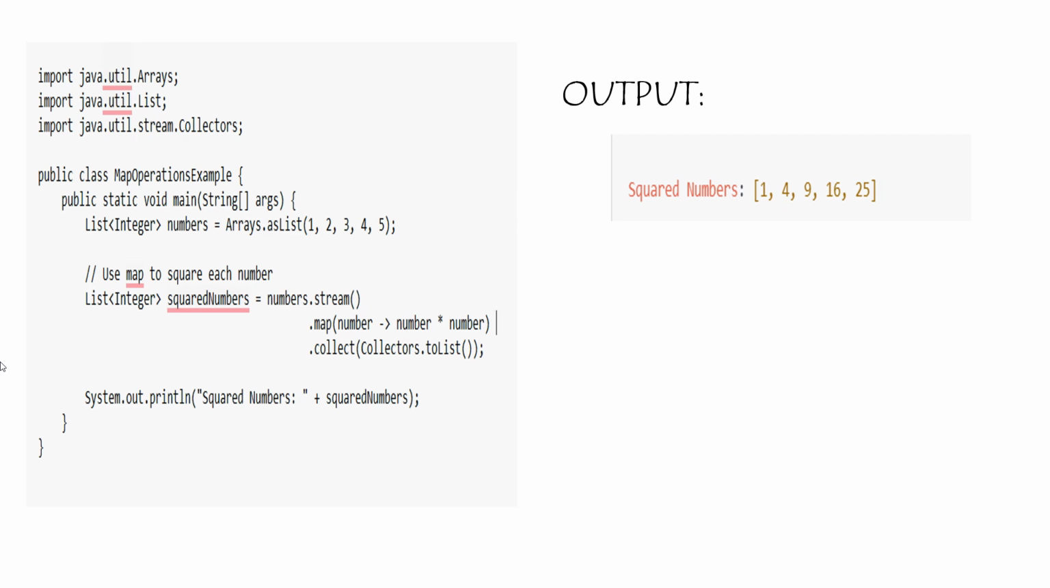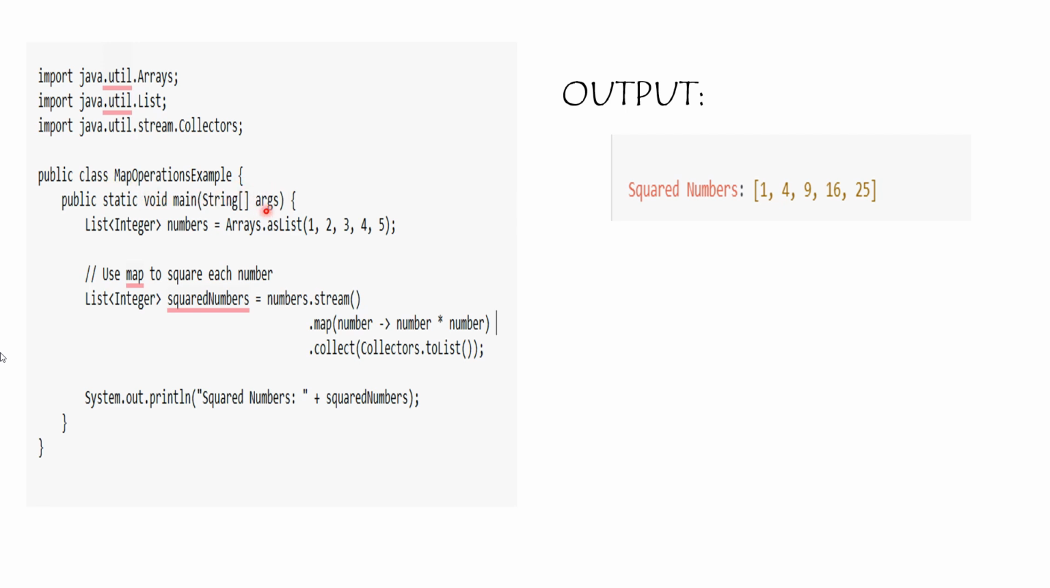Now let us see and analyze the code for using map to convert a list of integers to squared integers. Let us see the code step by step. First, the import java.util.Arrays. This imports the Arrays class. Next, java.util.List. This imports the List interface to create lists. Import java.util.stream.Collectors. This imports the Collectors class, which provides methods to collect elements from streams. And next, this is the name of the class, MapOperationsExample.